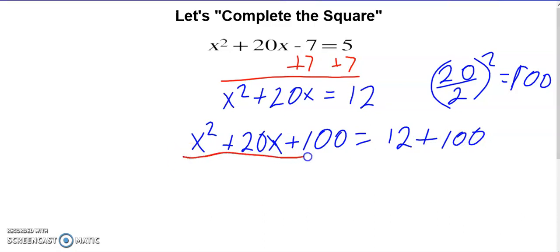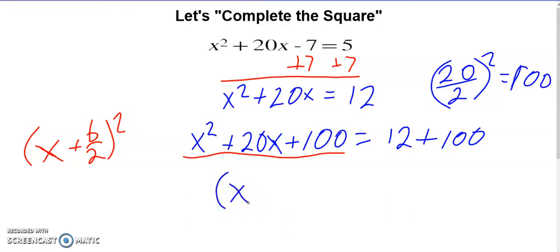Now we are going to factor the left side. This always becomes x plus b over 2, squared, every single time. So we're going to start by opening our parentheses, writing an x, plus b. b is the number in front of x, 20. Take half of that: 20 divided by 2 is 10. And we're going to write our squared, and that equals 112. That wasn't so bad. Just trying to remember a little bit of a process.